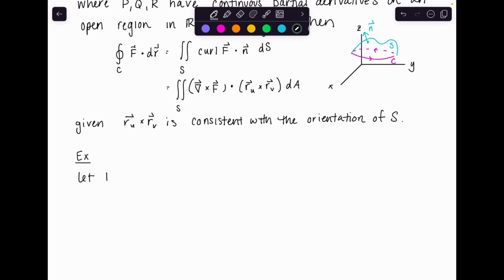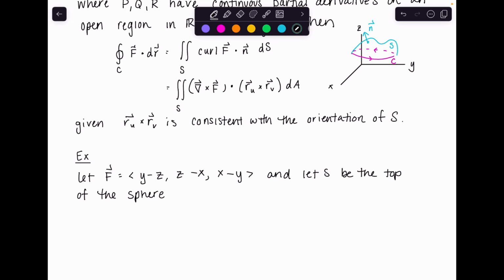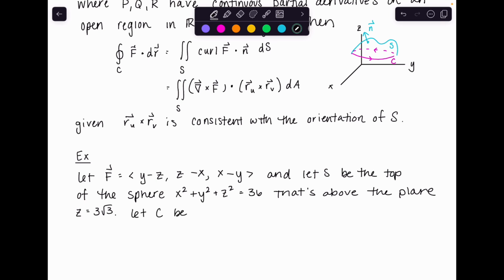We're going to let F be the vector field y minus z, z minus x, x minus y. And we're going to let S be the top of the sphere x squared plus y squared plus z squared equals 36, that's above the plane z equals 3 root 3. We're going to let C be the boundary of S with counterclockwise orientation.